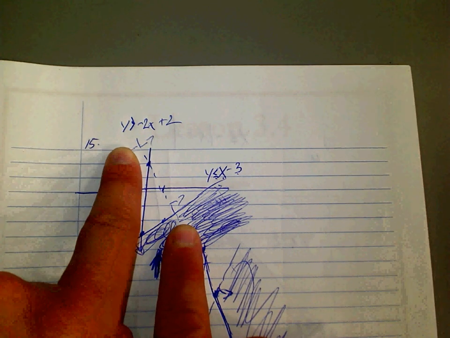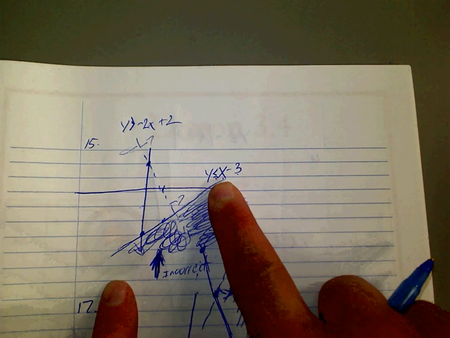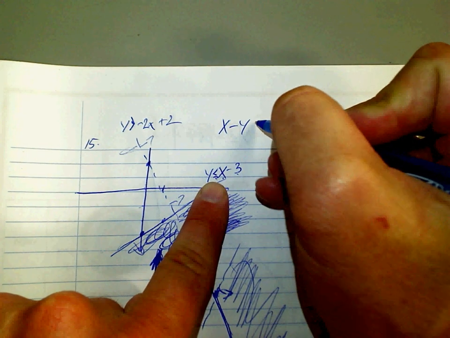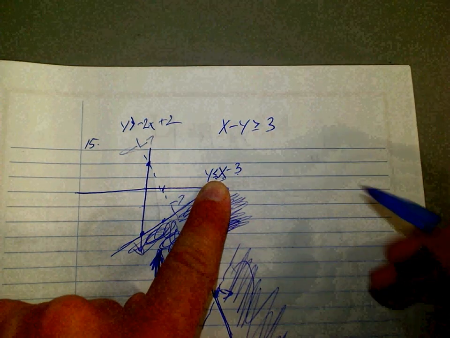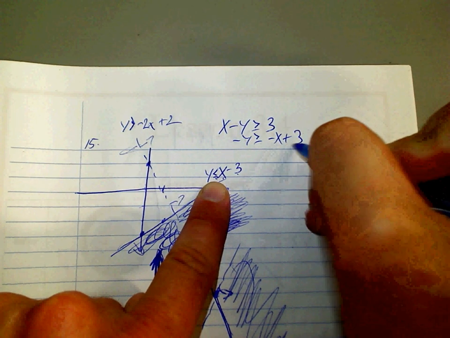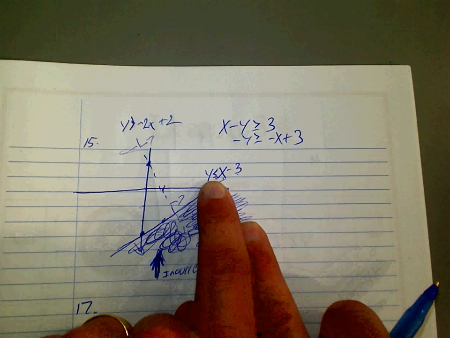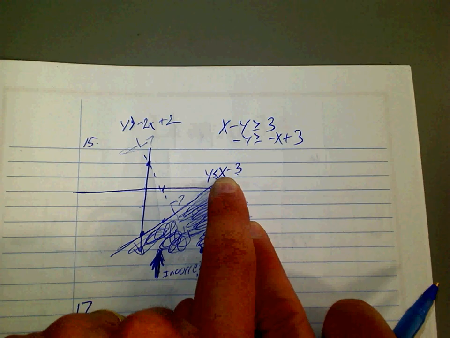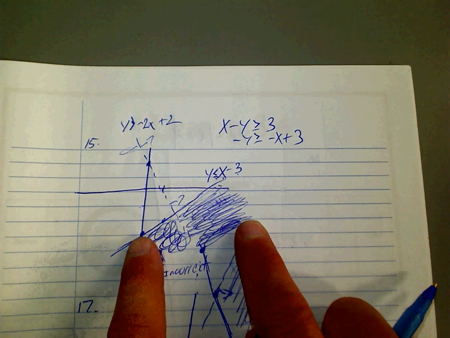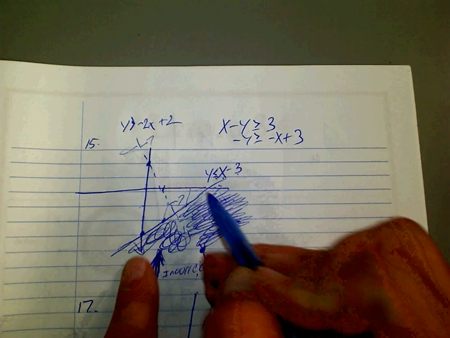That's the first one. The second one starts with x minus y greater than or equal to 3. Then you'd have negative y greater than or equal to negative x plus 3. And if you divide that negative off, you end up with y less than or equal to a positive x minus 3. So that's why we have a negative 3 as a y-intercept, rise 1, run 1 as your slope.